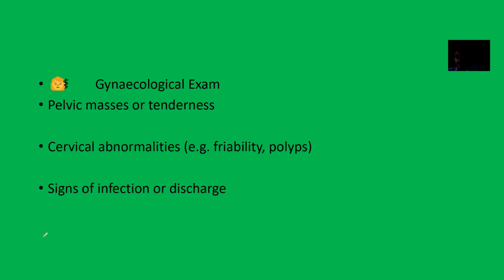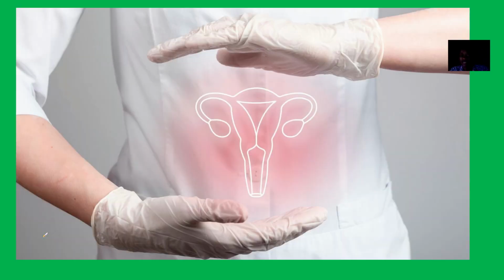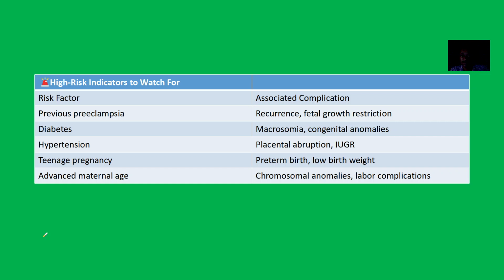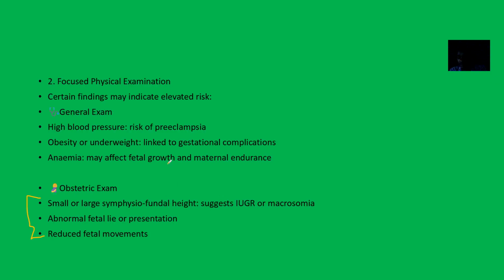Okay, and also pelvic masses, cervical abnormalities, any signs of infection or any abnormal discharge. Okay, so more risks to watch out for: if she has had preeclampsia, she has had diabetes, she has had hypertension, if she's having a teenage pregnancy, or advanced maternal age.